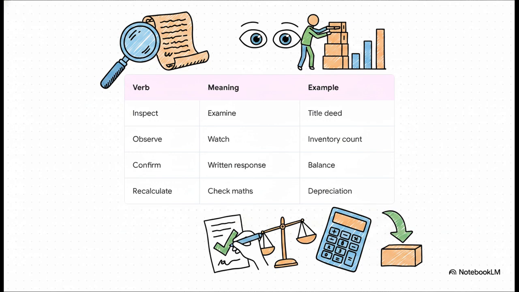If you're examining a document or an asset, the word is inspect. If you're watching someone else do their job, say warehouse staff counting boxes, you observe. Writing to a third party for a direct response, you confirm. And if you're checking the math on a schedule, you recalculate. These are the exact professional terms the examiner is hunting for.